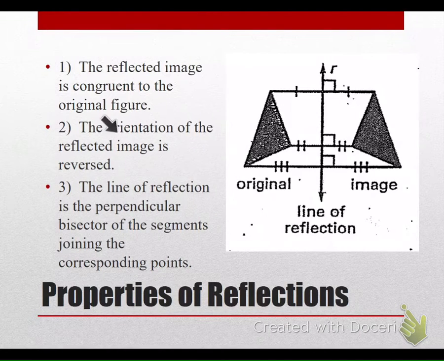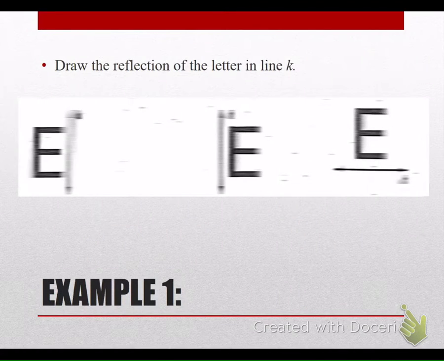The orientation of everything is just reverse. So we'll look at some E's later. If the legs of the E were facing left, now they're facing right. Everything's just backwards. And the line of reflection is the perpendicular bisector of the segments joining the congruent points. So basically, if you have a line of reflection, the corresponding parts are the same distance away from the line of reflection. Okay? Again, none of those needed to be written down.